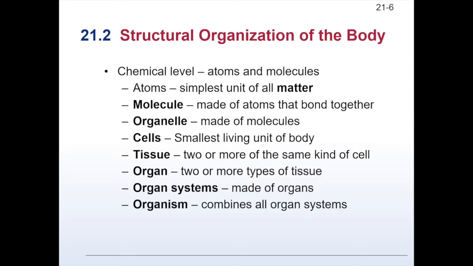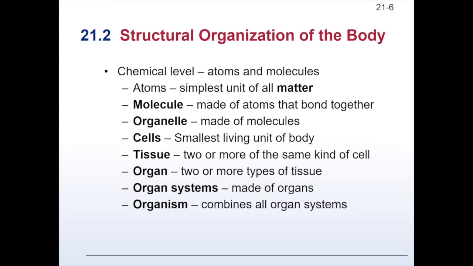Chemical level. The chemical level includes the tiniest building blocks of matter called atoms, which are the simplest unit of all matter. Atoms combine to form molecules. In turn, molecules combine to form organelles, the internal organs of a cell. The cellular level is made up of the smallest unit of living matter, the cell. Cells are the smallest living unit of a body. Individual cells may have some common functions, but vary widely in size and shape. Each type of cell carries out a set of unique tasks within the human body.